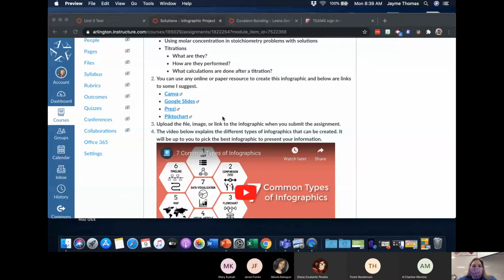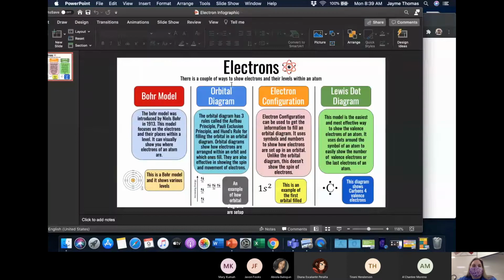And so here's an example. This person used Google Slides, okay? So it downloaded as a PowerPoint. But again, other than this text being a little bit off right down here in this box, this looks really good. It's organized really well. They have their topic, their title up here and a summary of it. They have their 4 subtopics. They have information. They have a visual that's labeled for each one.